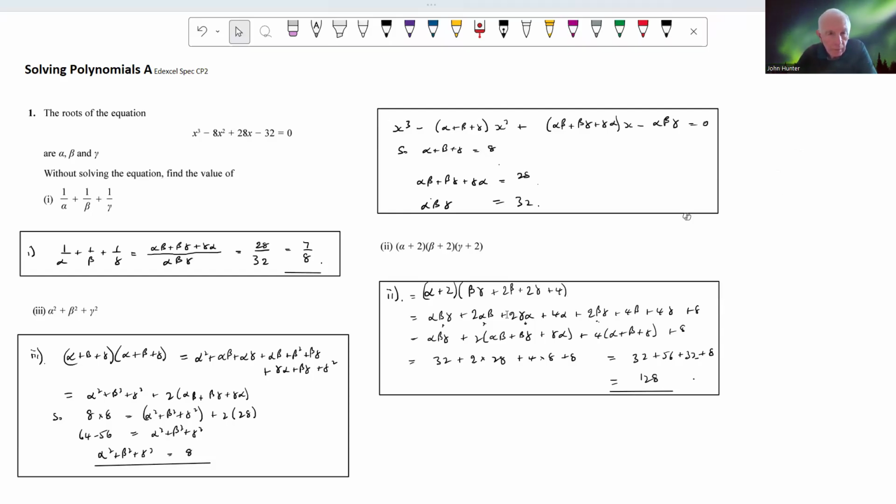Right, we've got a further maths algebra problem to do with solving polynomials and roots of equations, and it's relatively straightforward. This one, let's have a look. This is from an 8XL, the specimen paper, core paper 2. It's question 1, so it's kind of straightforward, really.